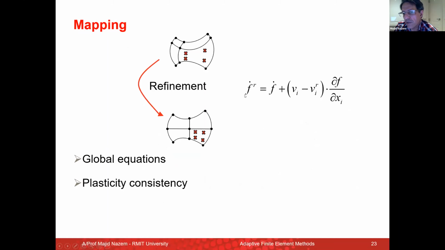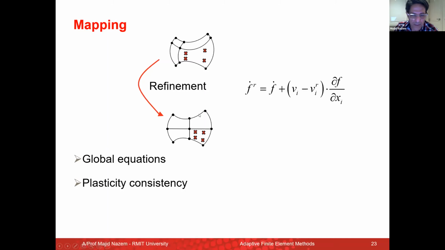This is called the convection equation in the ALE literature, but it's basically the linear expansion of Taylor's series for a function. So for any function f, the new variables are basically its old values in the old mesh plus the gradient of that function times this, which is the velocity of material points. This is the velocity of mesh points, basically the change between the coordinates of these Gauss points.